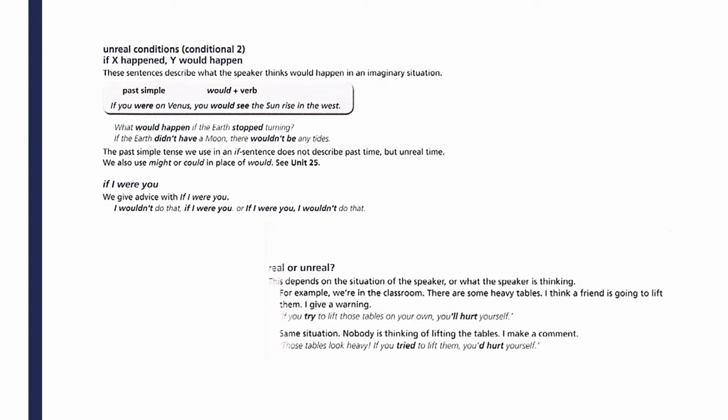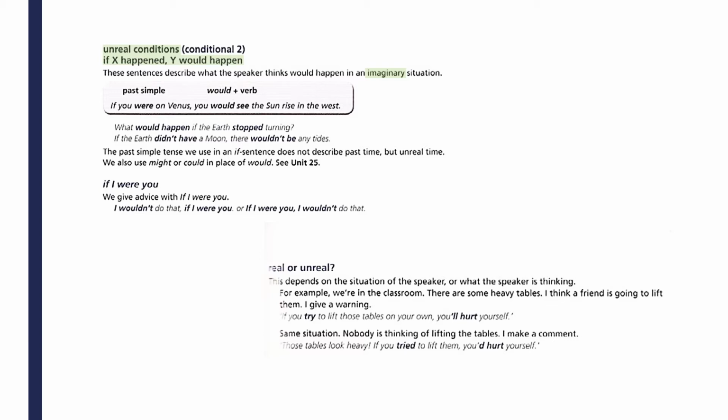Next, let's talk about the type 2 conditional. It is used to talk about unreal conditions, which means imaginary things. Look at the sample sentence here. It says, if you were on Venus, you would see the sun rise in the west. The fact is, you are not on Venus, and therefore you are not seeing the sun rise in the west. It is all imagination, just like a story.